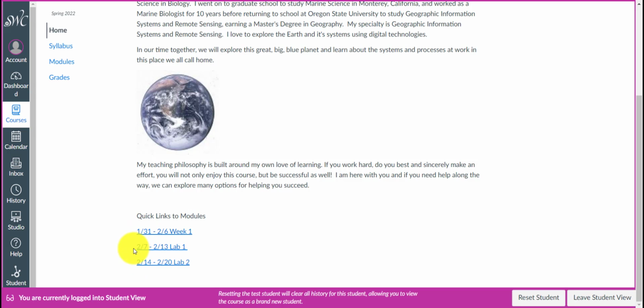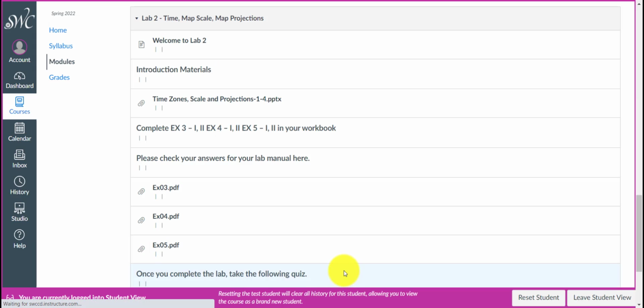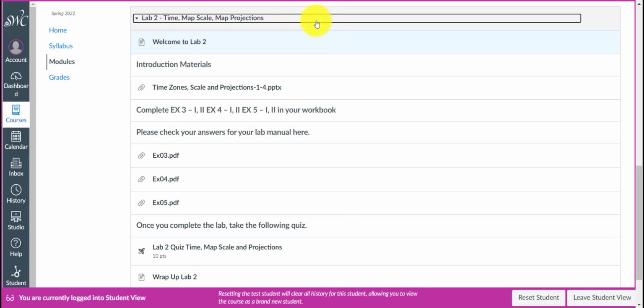A module will open up, and for this week we're going to be going to the Lab 2 module, and it will take me right to that portion. At the beginning of the course there's only 1 or 2 or 3 modules, but as we go along in the course there will be more. With the other modules you have found that there is a welcome page and introduction materials.